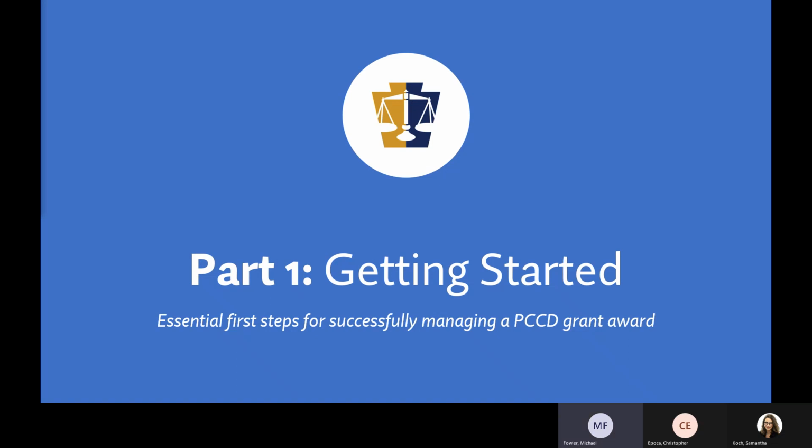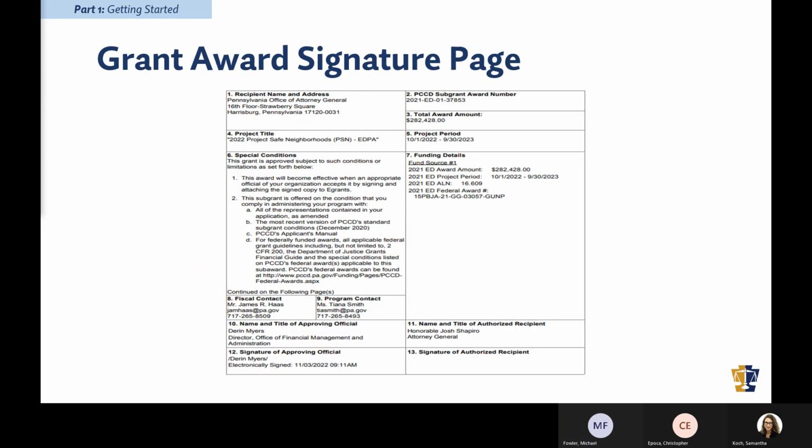Part 1 is the Getting Started section with the grant management process. First, let's review the grant award signature page. This signature page is a sample of a signed agreement between PCCD and you as an agency. In it, it states that PCCD will provide funding for the program, and in return, you, the applicant, agree to follow certain terms and conditions in the document.